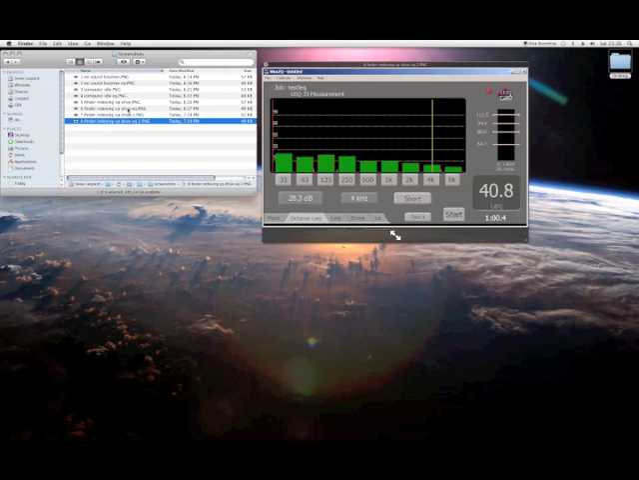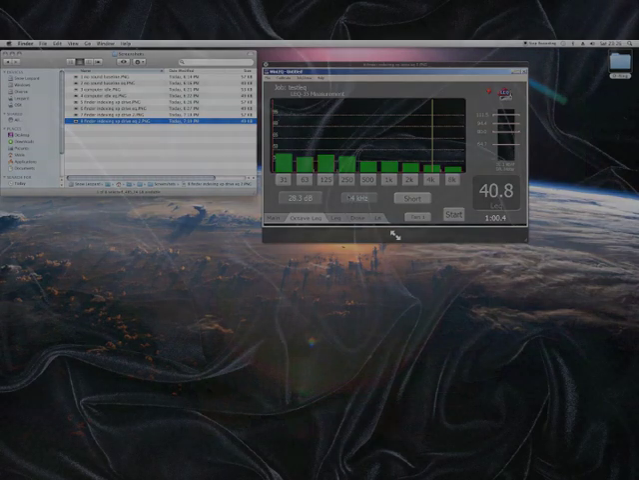Before, after, before, and after, before, after. It isn't too much, but you will hear it, trust me.